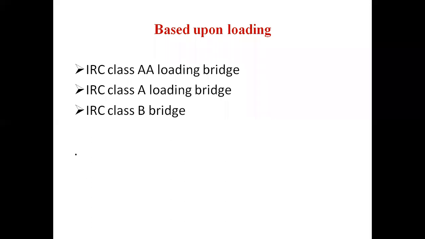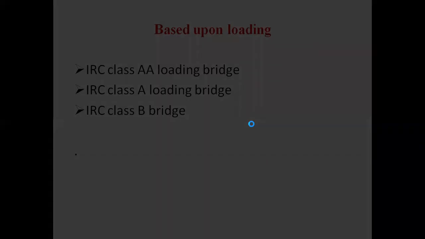Why? Because Class A, B and so on all depend on vehicular movement, based on the load. Okay, 70R loading will have around 70 tons of weight. So like that, Class A and Class B will differentiate the loadings on the bridges. So that's how, based on the loadings also, your bridges are going to be classified.